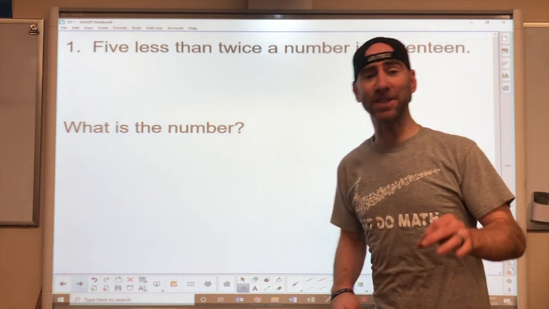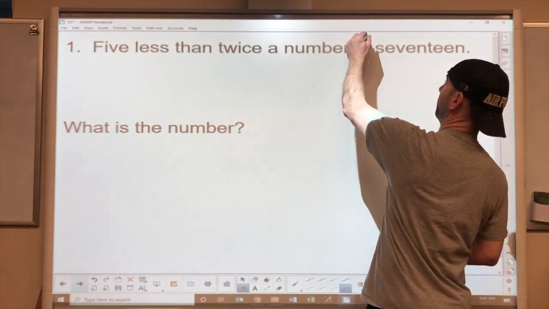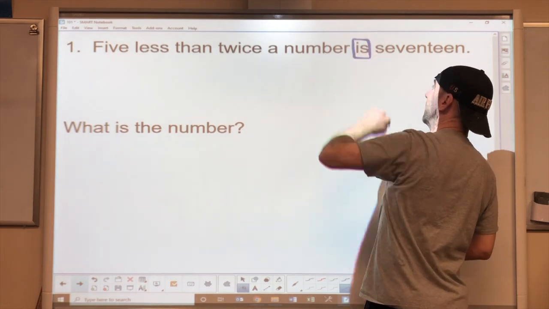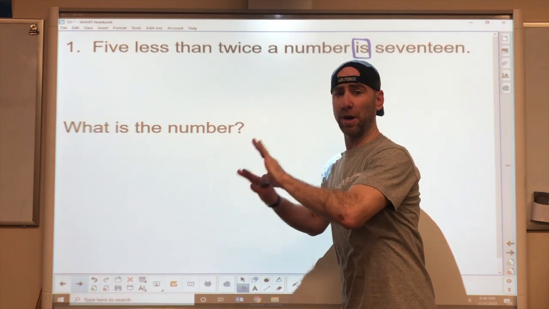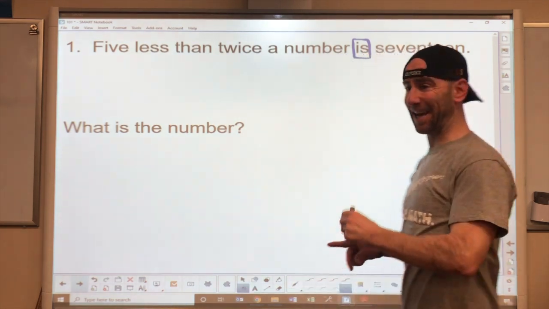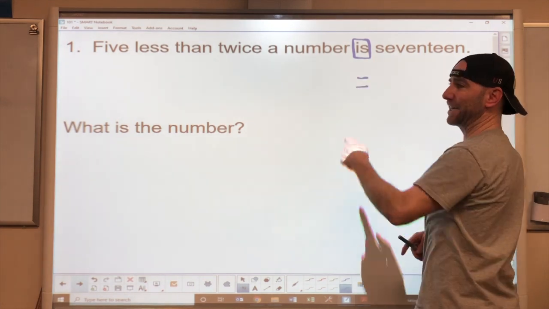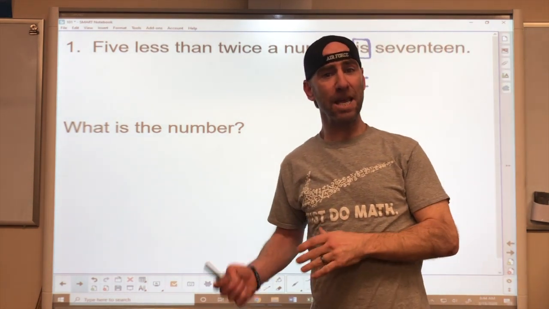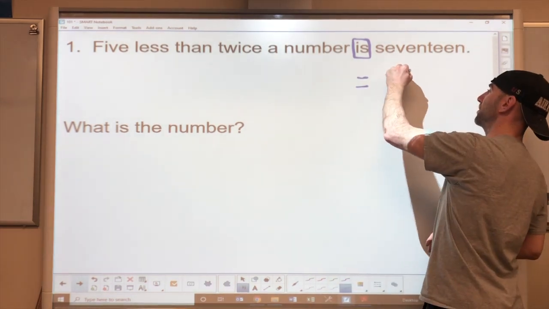Okay, the first thing you're going to do is find the word "is" and box it. That right there is your break from one side of the equation to the other side, like this. So the "is" will mean equals. So this equation equals 17.